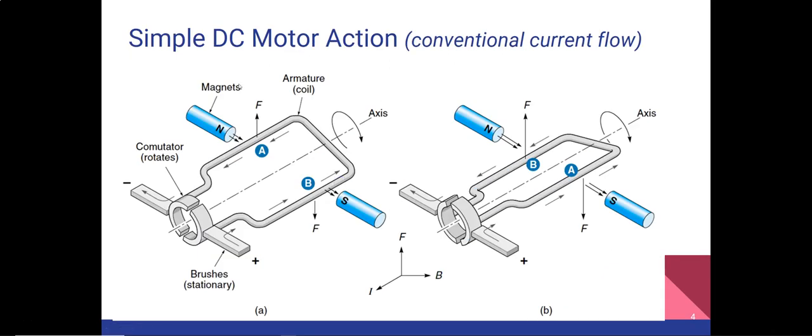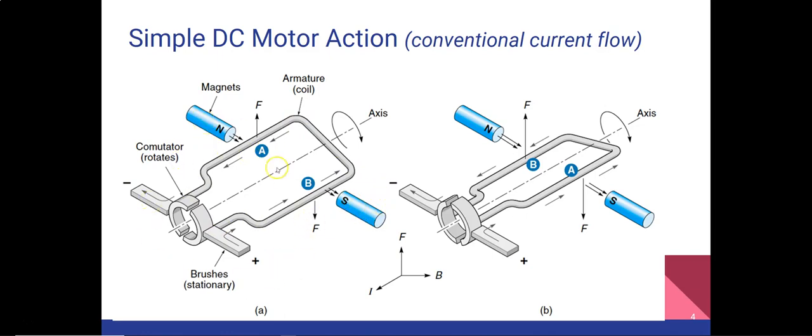Now let's see the DC motor action. On the left picture, these are the two brushes which are connected to the commutator. The commutator rotates, whereas the brushes are the stationary part of the motor. Then you see this wire, which is the conductor in which the current will flow, and then we have the magnets which are placed in this way.